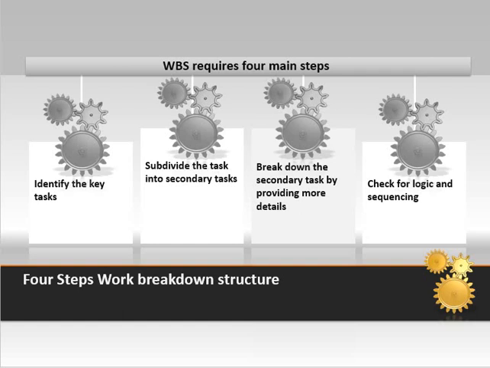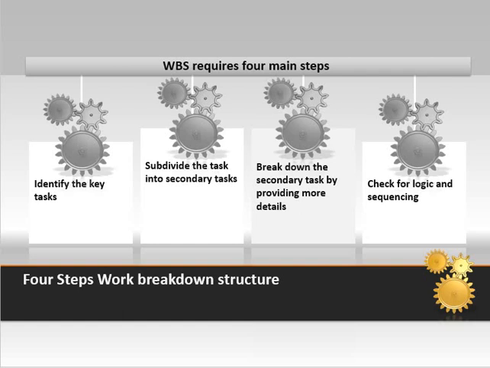Once you've broken down the secondary tasks, you start providing more details. You start being a little more specific about the things that you need. When we're talking about sales, one of your more detailed items might be a 6-month sales forecast, and then a 1-month sales forecast. So you're providing more details. And then the last step is to check that the breakdown of all this work in this hierarchical format is really logical and makes sense in sequence.